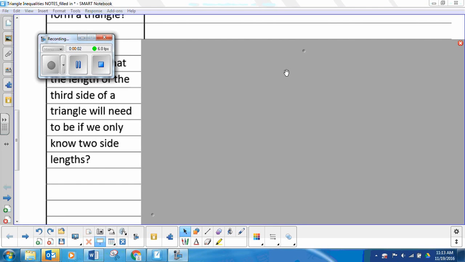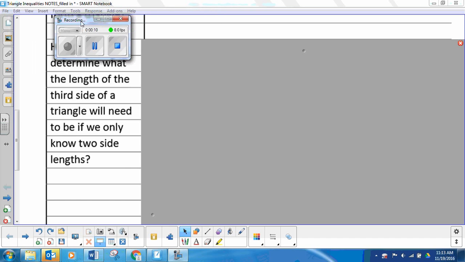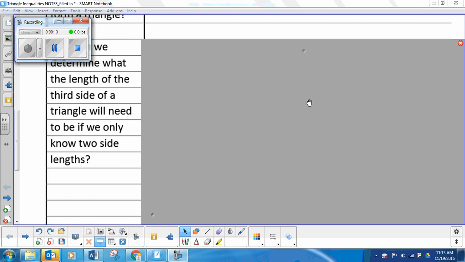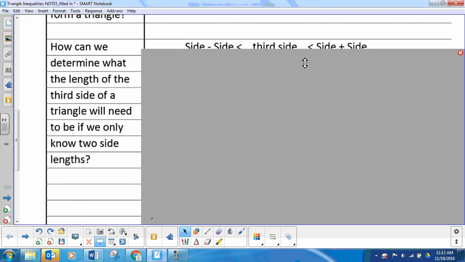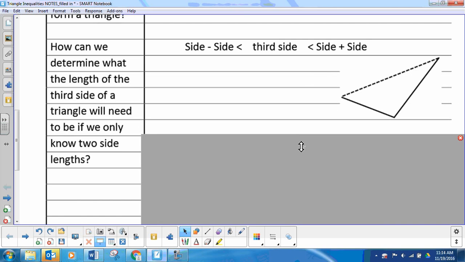Okay, now that we've determined whether or not we have a triangle based on 3 lengths provided, let's talk about how we can determine what the length of a third side of a triangle will need to be if we only know 2 lengths.